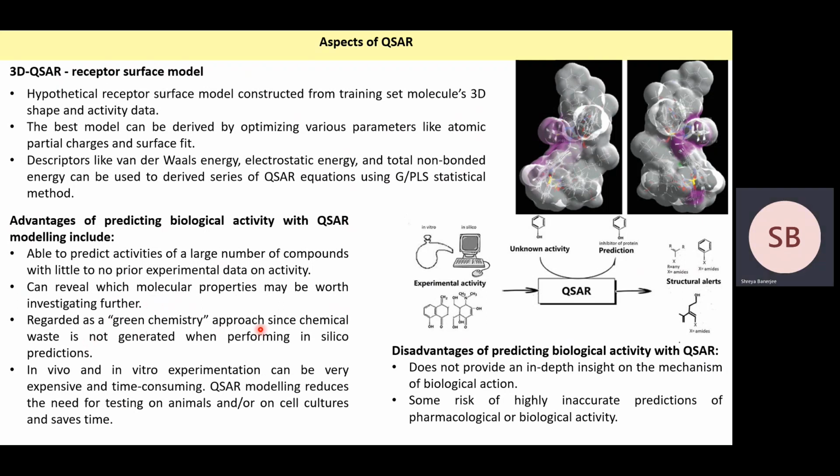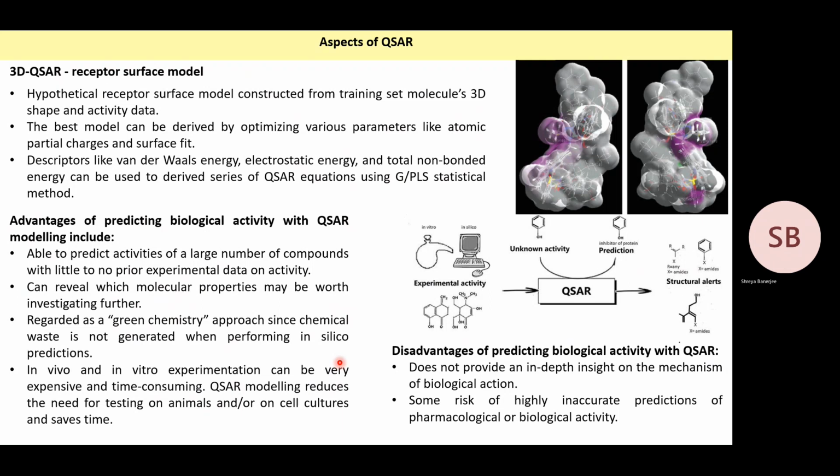QSAR is regarded as a green chemistry approach since chemical waste is not generated when performing in silico predictions. QSAR is mostly dependent on computational predictions, and so it is a green chemistry approach. In vivo and in vitro experimentation can be very expensive and time consuming. QSAR modeling reduces the need for testing on animals and or cell cultures, and so both time and money is saved.